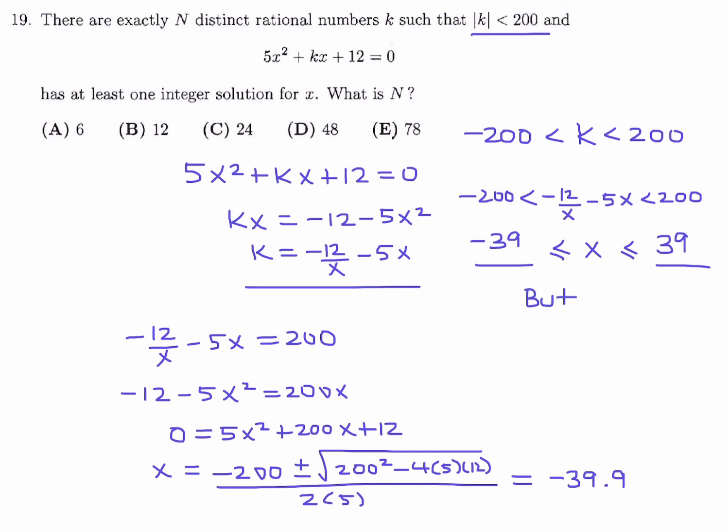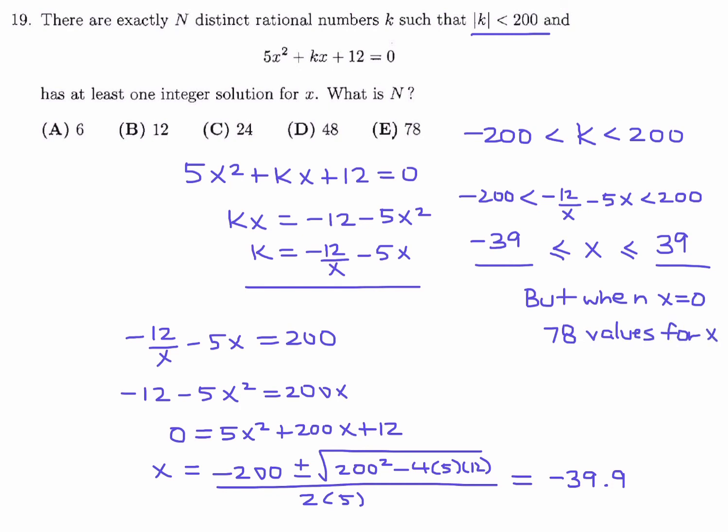But when x is 0, this equation will not give any solutions. Try it. You'll see that 12 is equal to 0. So we can only include the 39 on the negative side and the 39 on the positive side, and that'll give me 78 values for x.